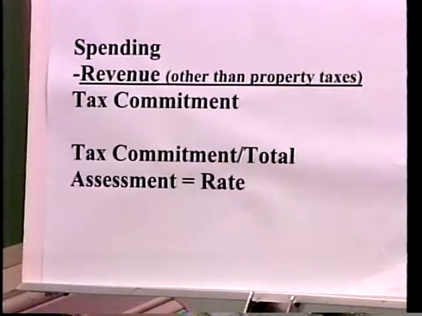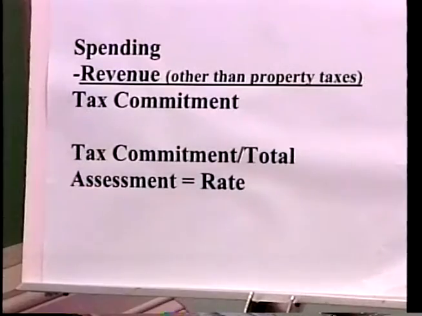What the assessment is has no impact on what the tax commitment is. They're two totally separate numbers. But you take the assessment, you divide it into the tax commitment, you come up with the rate. When you multiply that by every individual homeowner's assessment in the community, you then come up with what the total tax commitment is.